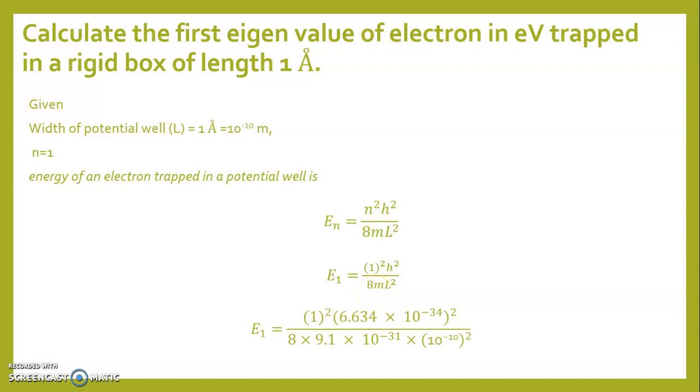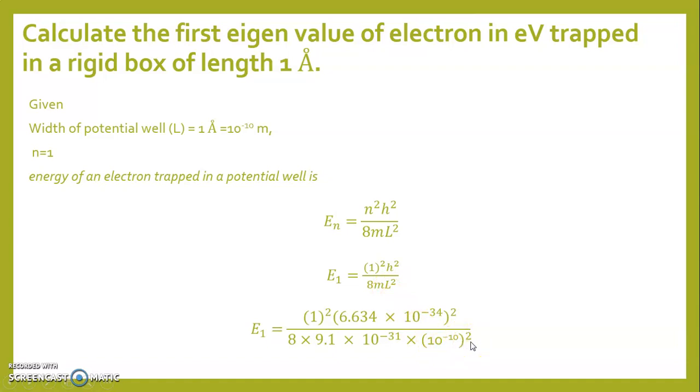Here also put n is equal to 1. So 1 square h square upon 8 m L square. Now we'll put the values from the given. Here the value of n is 1, then the value of h is 6.634 into 10 raised to minus 34, which is the Planck constant. Then this 8 as it is. Then the mass of electron, 9.1 into 10 raised to minus 31. Then the value of L is 10 raised to minus 10, which is 1 Angstrom. So here is L square, so 10 raised to minus 10 squared.